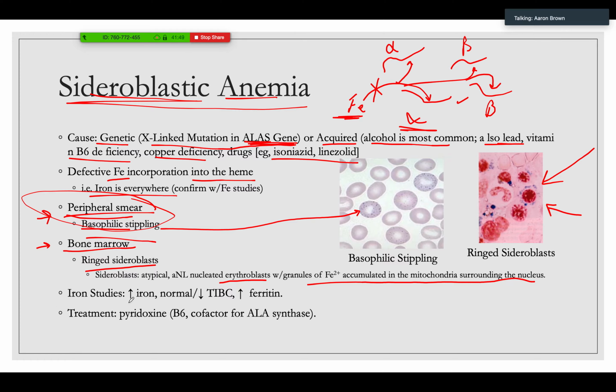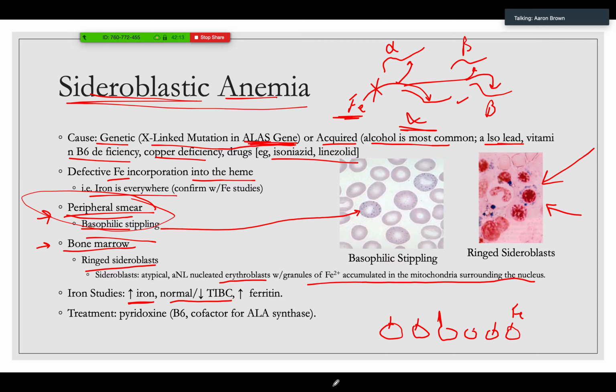In terms of our iron studies, iron will be increased. Again, we have plenty of iron. That's not the problem. It's not getting incorporated. A normal to decreased total iron binding capacity. Instead of having those 6 molecules that can bind to iron, we're going to have a regular amount of iron, and so 1, 2, 3, 4 of these are going to be bound to iron. We may even have 5 or 6 bound to iron.